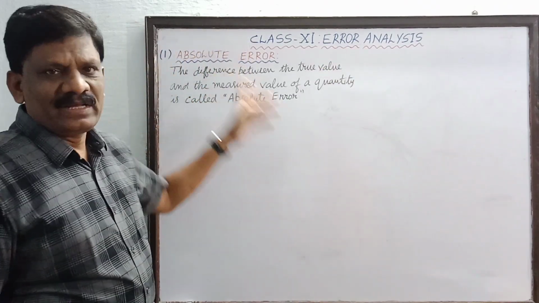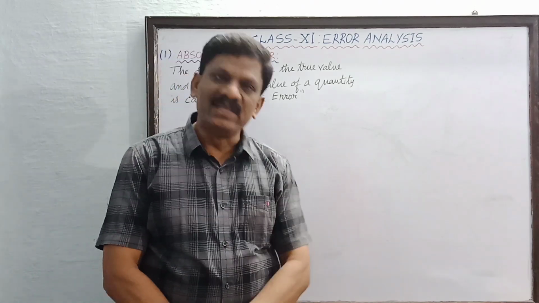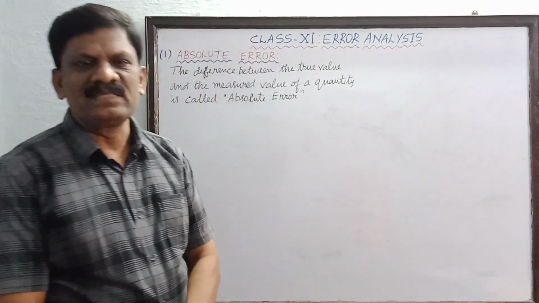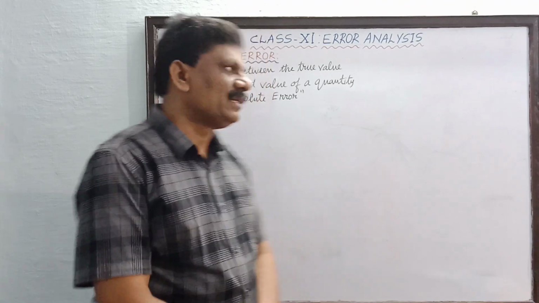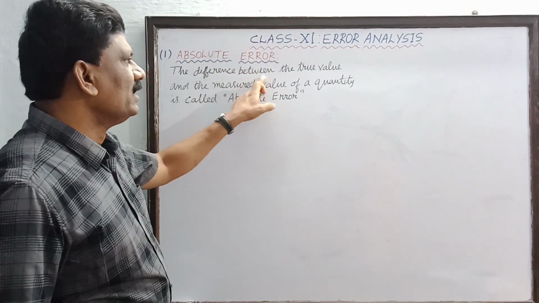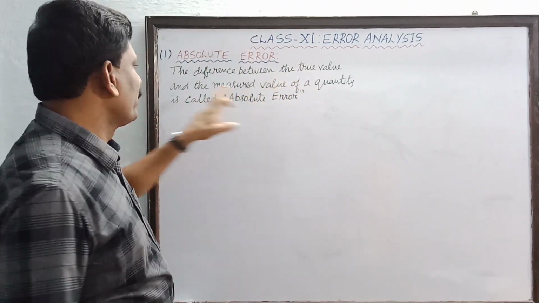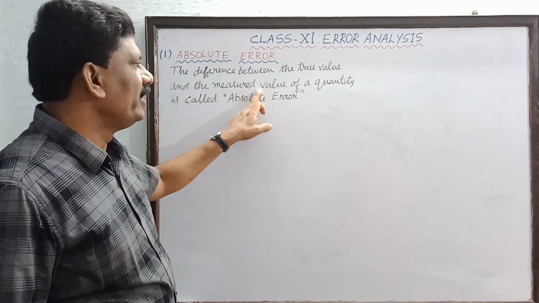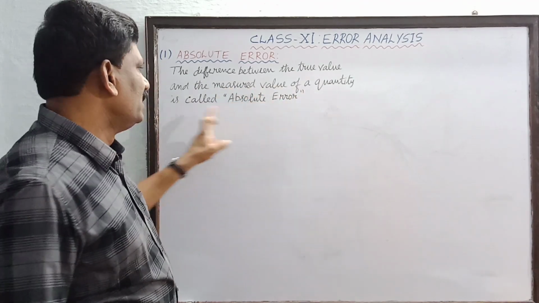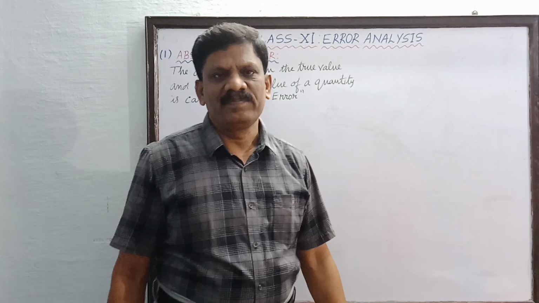The first type of error we are going to discuss is called absolute error. So what is meant by absolute error? The difference between the true value and the measured value of a quantity is called absolute error.